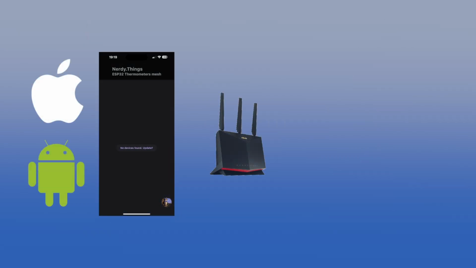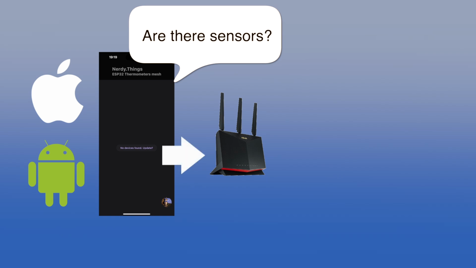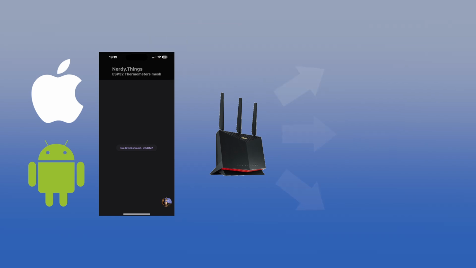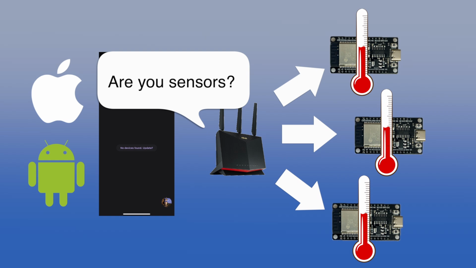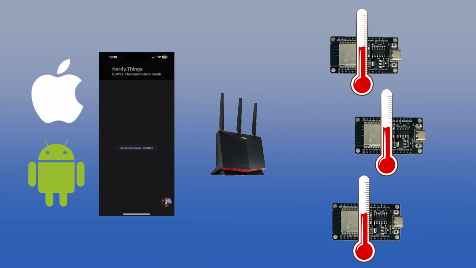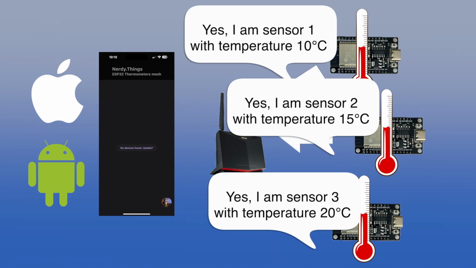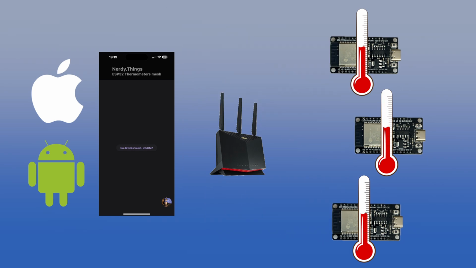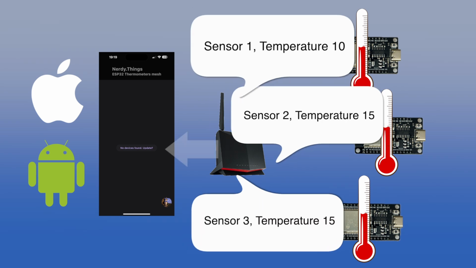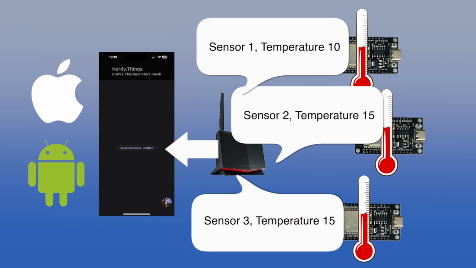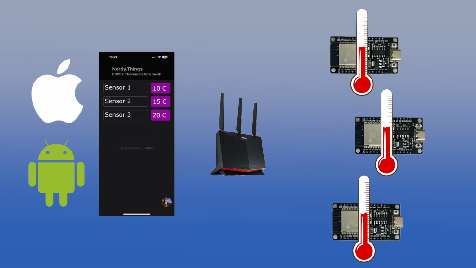In a nutshell, we have a cross-platform mobile application that sends a broadcast message to the network and asks, are there sensors? And each particular ESP device receives this message and answers to the network, yes, I am a sensor and my temperature is. Sensors answer with the same broadcast message, so all mobile applications will receive this message. And of course, the mobile application will update the UI and will show the temperature to the user.